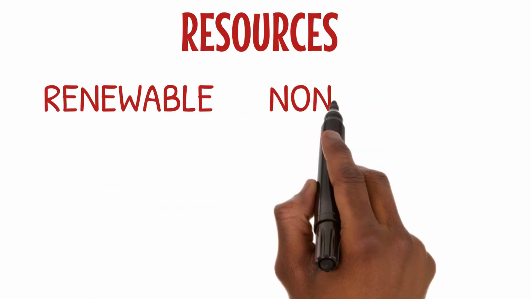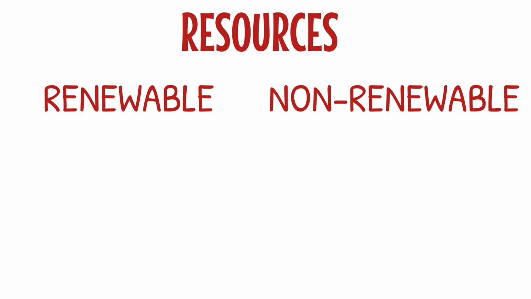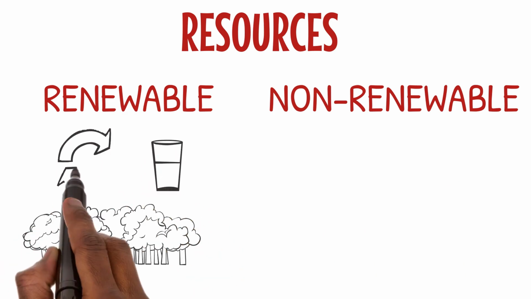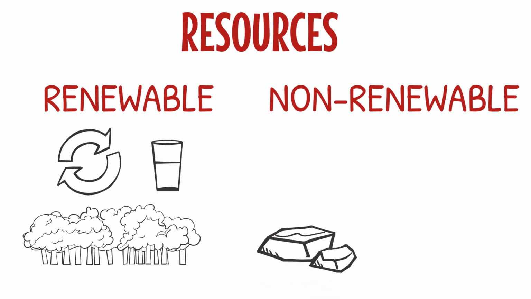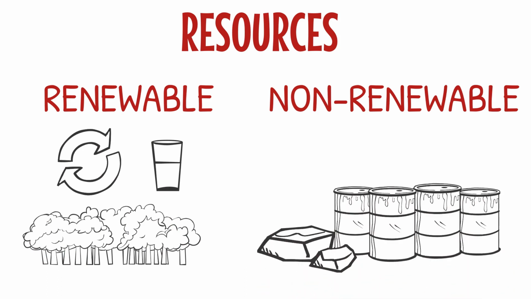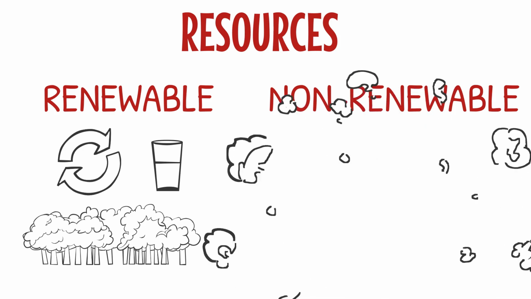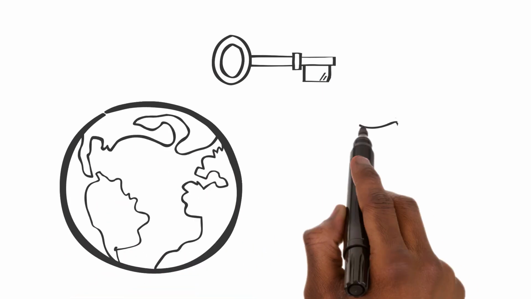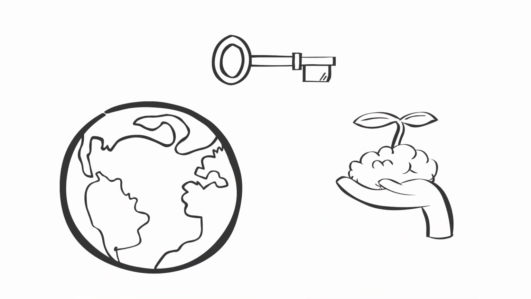Resources are categorized into two types: renewable and non-renewable. Renewable resources, like forests and water, can regenerate over time. Non-renewable resources, such as minerals and fossil fuels, once used, are gone forever. Understanding this distinction is key to managing our environmental footprint and planning for a sustainable future.